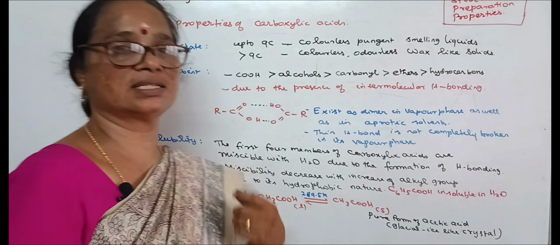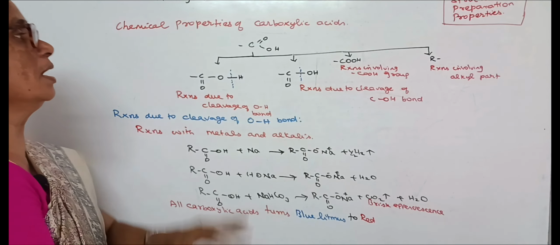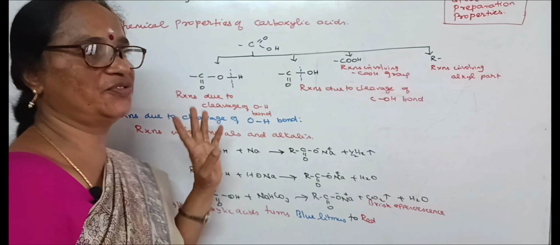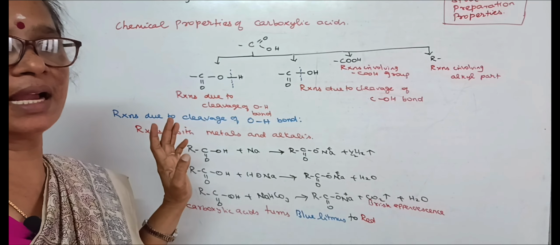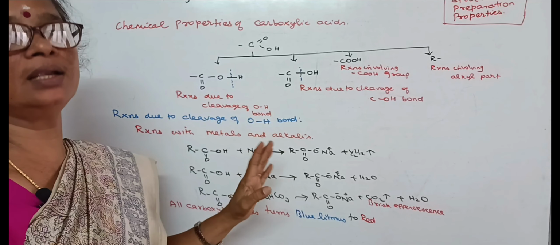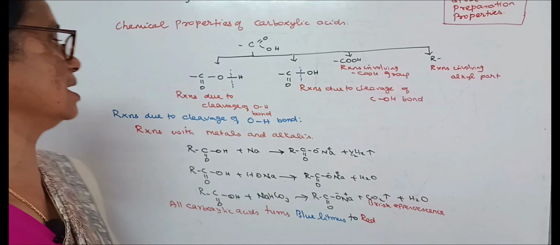carboxylic acid. Chemical properties of carboxylic acids. This carboxylic acid may undergo four different types of chemical reactions depending on the cleavage of the bond or the nature of the group taking part in the chemical reaction.